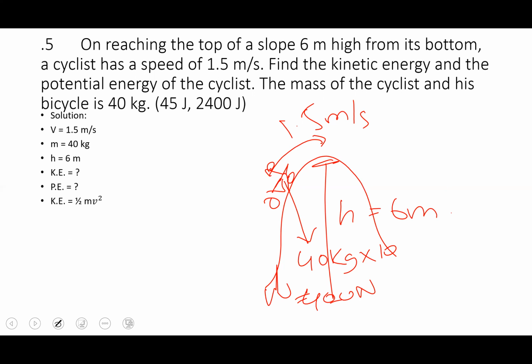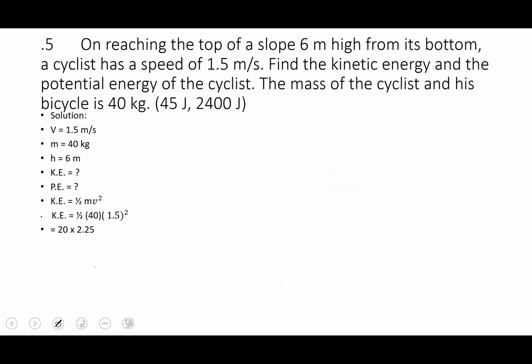So first of all, let us find the value of kinetic energy. Putting the values, half into 40, which is the mass of the cyclist, multiplied by 1.5 to the power of 2. So half of 40 is 20, multiplied by 2.25, which is the square of 1.5. We get 45 joules as the kinetic energy of that cyclist.